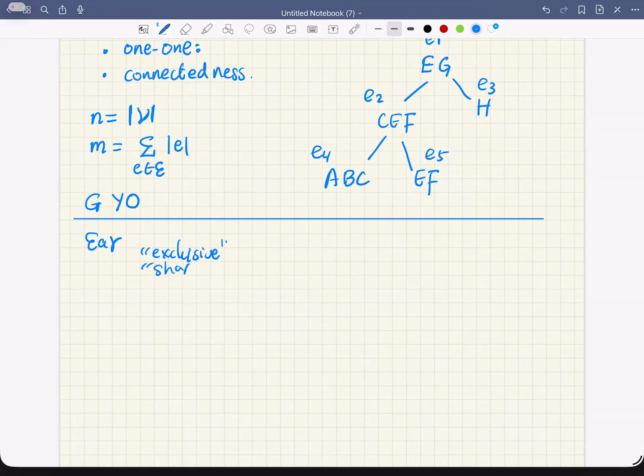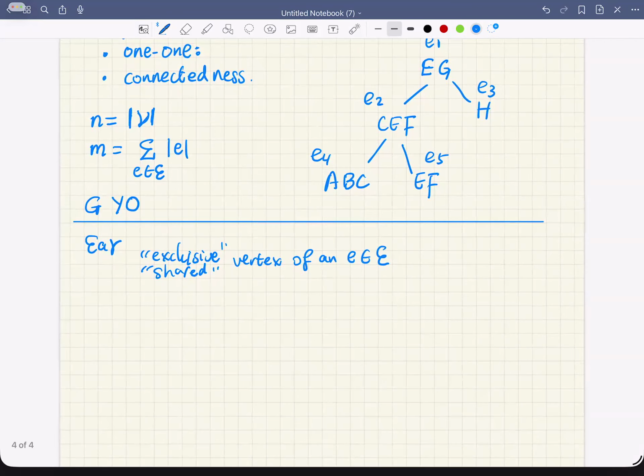versus shared attribute. Sorry, bad habit. So I said attribute, right? That's a horrible mistake because I didn't define anything about attributes today. Vertex. Exclusive vertex or a shared vertex of an edge, of a hyperedge. Now this is very human friendly. So for example, you look at E4. E4 is here. A is an exclusive attribute. Does that make sense? You see, I haven't even defined the meaning of exclusive, right? Everybody's getting it, right? So that's what I call human friendly.